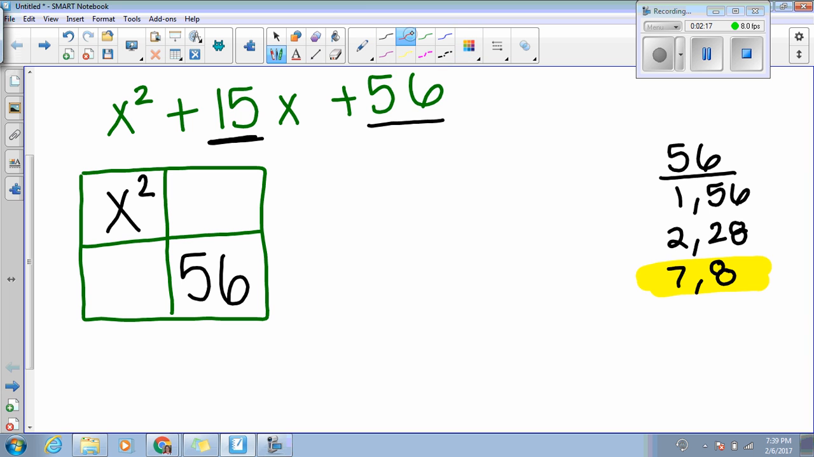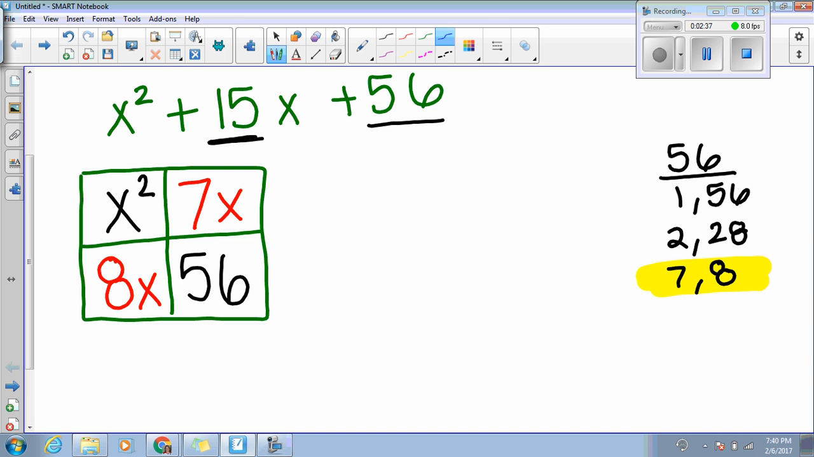Then I'm going to put those in the extra boxes with an X. It does not matter which order you put them in. You could put the 8x on top or the 7x on top. It does not matter. Then I need to find my outside terms.